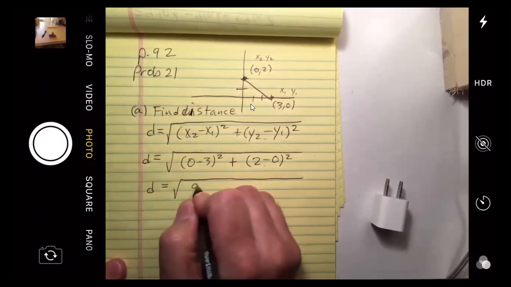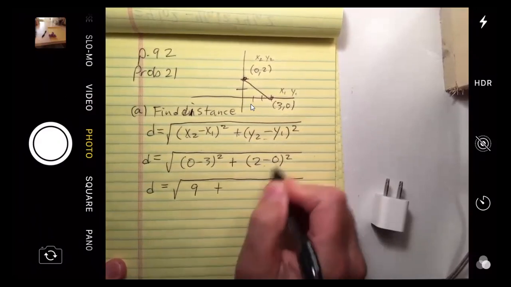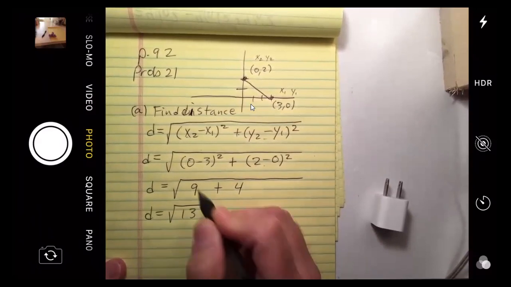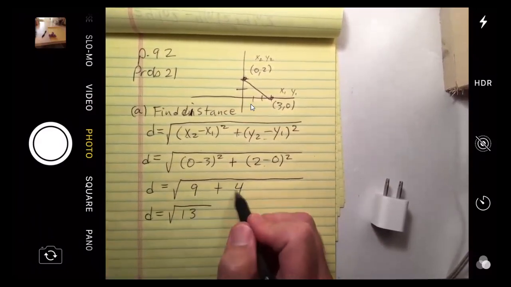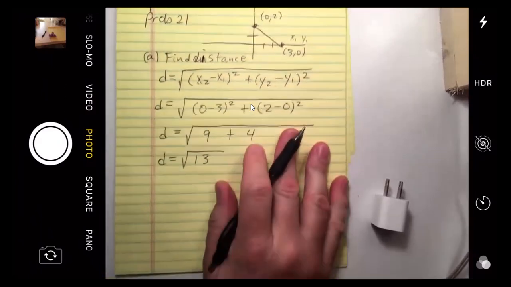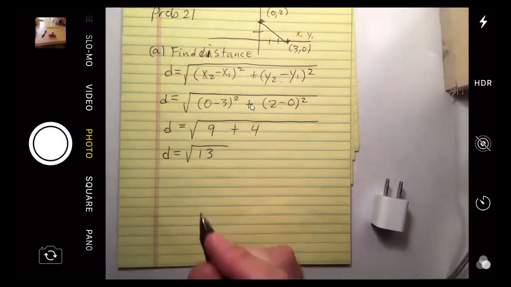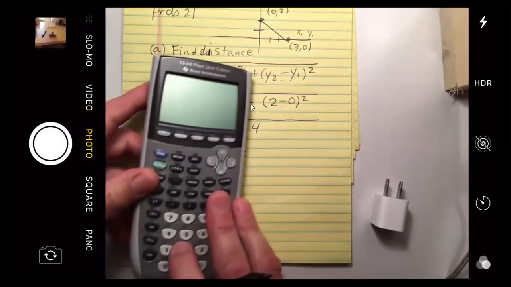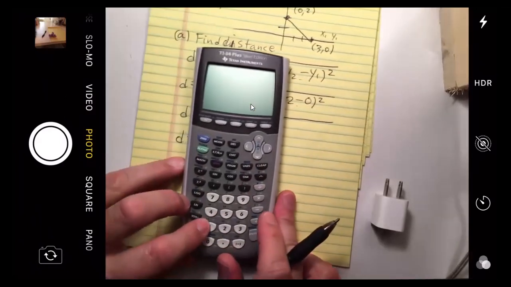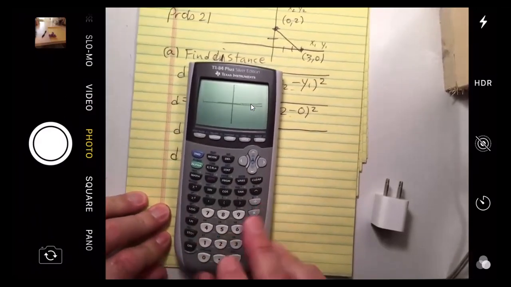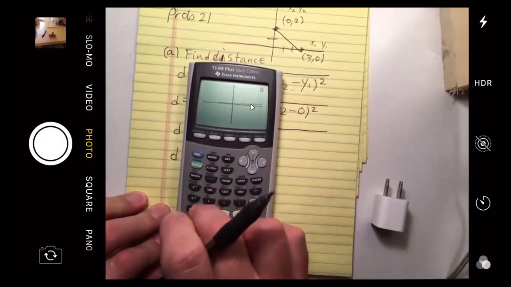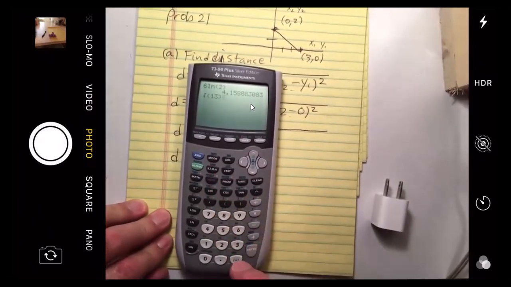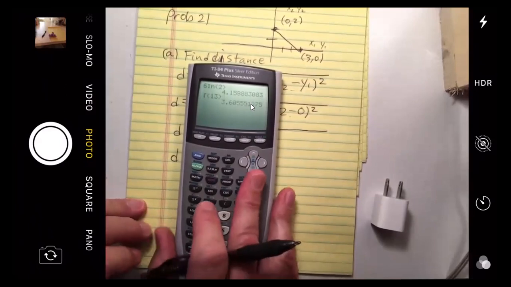A negative 3 squared is a positive 9. A 2 squared is a 4. And I wind up with a square root of 13. You cannot say square root of 9 is 3, square root of 4 is 2, 3 plus 2 is 5. Basic algebra doesn't work that way. Now you can leave it square root of 13. If you want to, you can put it in the calculator. Everybody knows how to take a square root of 13. I'm coming up with 3.60555.